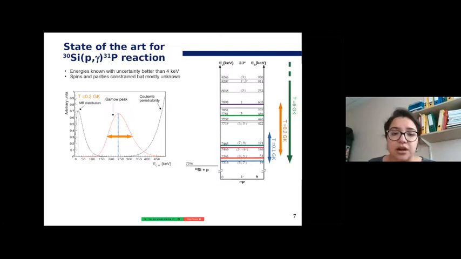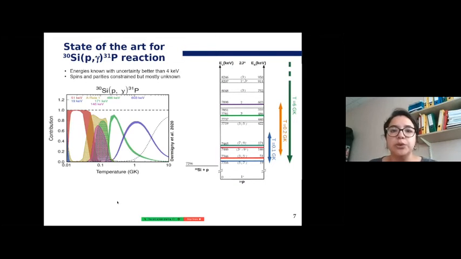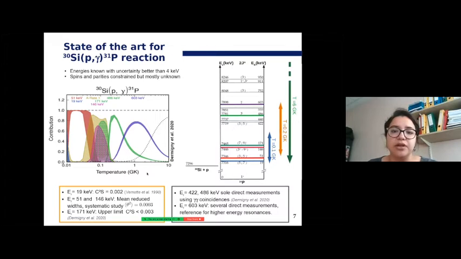So energies are known with a precision better than 4 keV, but spin parity are for the majority of levels poorly constrained. So in this figure, we see the fractional contribution of each resonance to the total reaction rate as a function of the stellar temperature, here focused on the temperatures within the globular clusters. So the state of the art is as follows.